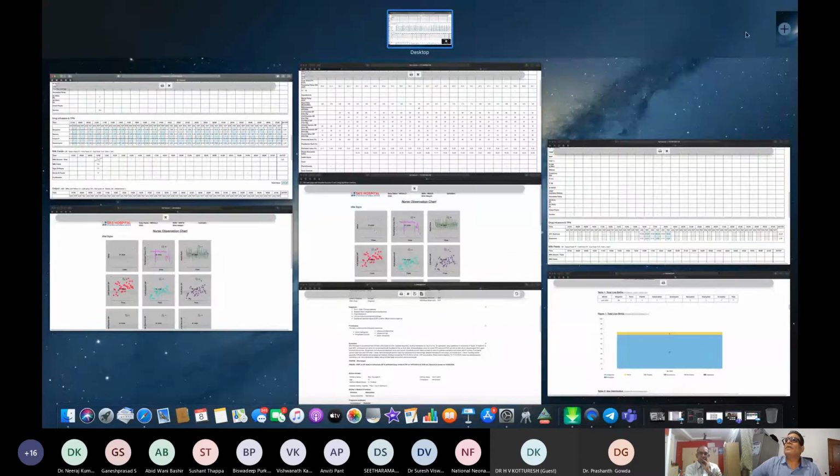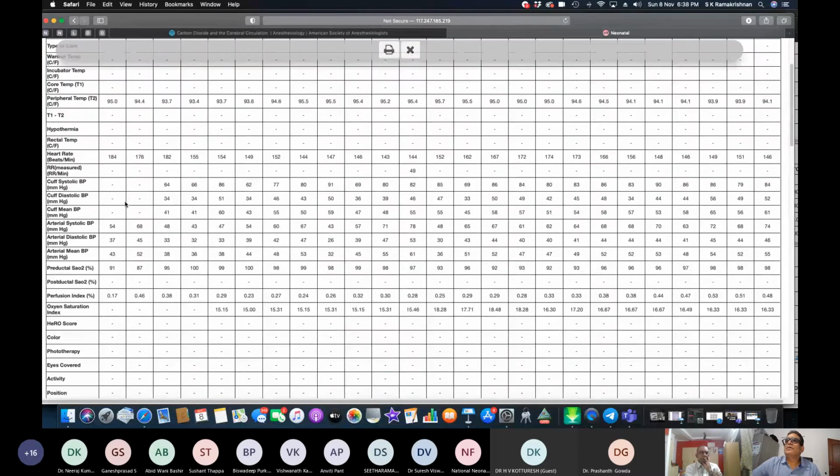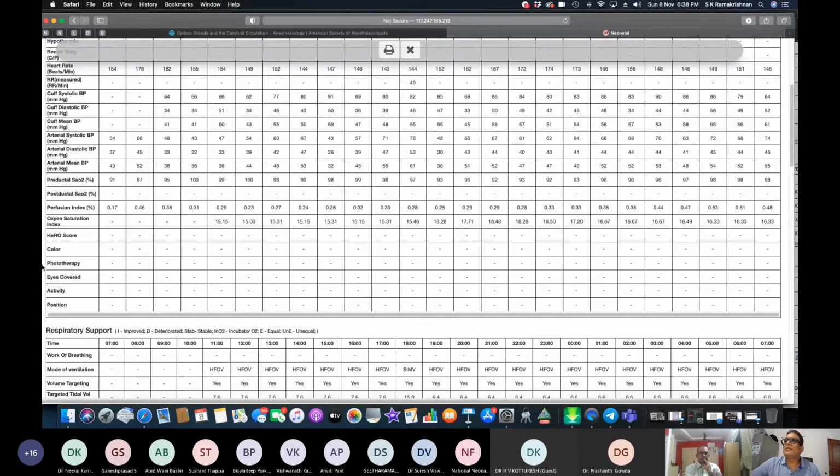So this is one, and not only that, you also get the temperature data, the heart rate data, the blood pressure data, and your perfusion index from the monitor, everything, the oxygen saturation index.